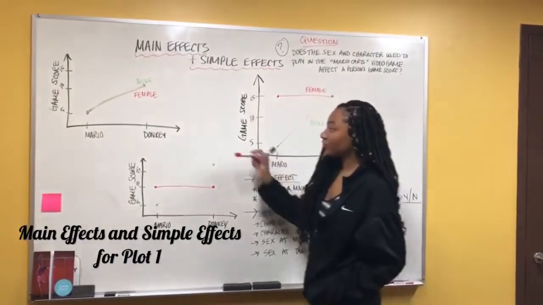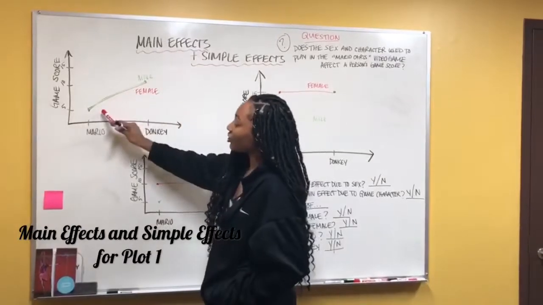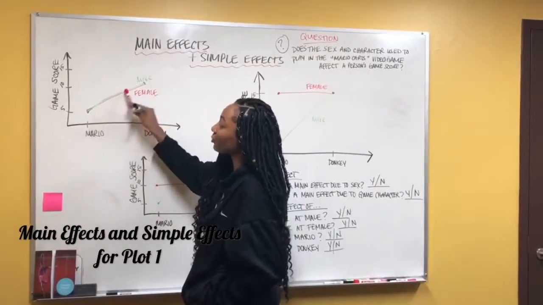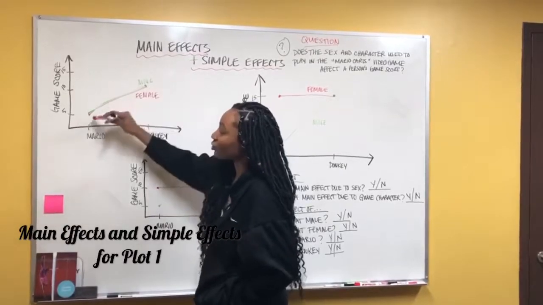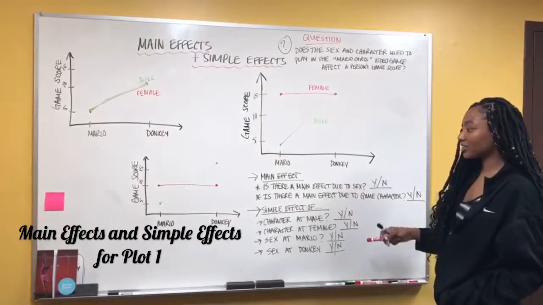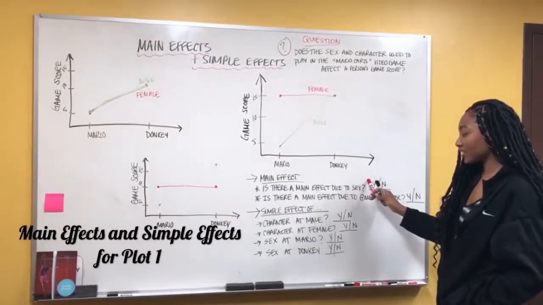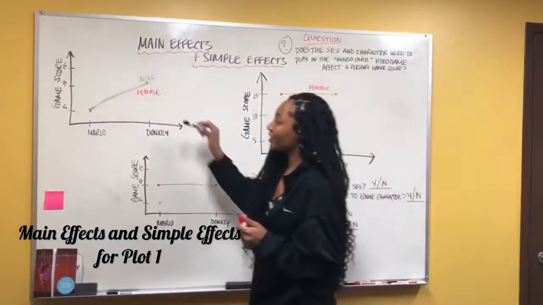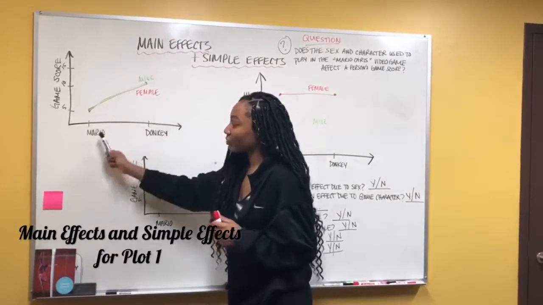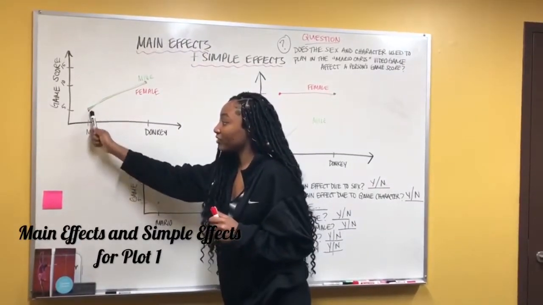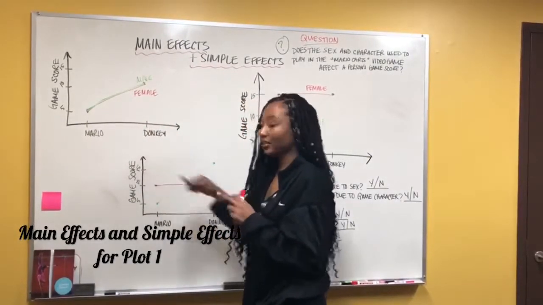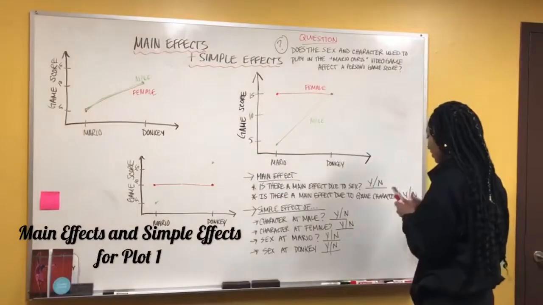So first off, we're looking at this graph. Just to clarify, these are overlapping, so they're different colors. Male is right on top of female, so they scored the same in each case. Let's see if they have a main effect. Is there a main effect due to sex? Because the sexes scored the same, there is no main effect due to sex. Even at Mario, the female scored the same as the men as they did at Donkey. So we're going to circle no.